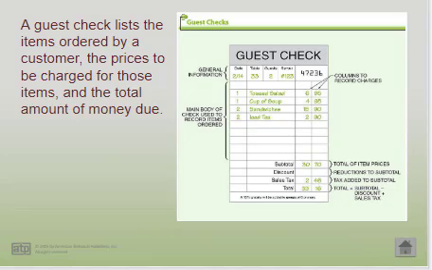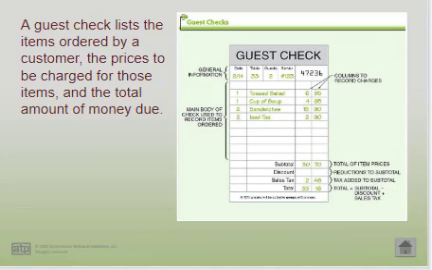A guest check lists the items ordered by a customer, the prices to be charged for these items, and the total amount of money due. The guest check may also include additional charges for items such as sales tax and service charges. It may also reflect discounts that reduce the total amount owed based on promotions offered by the food service operation.